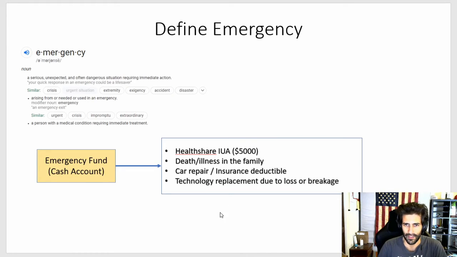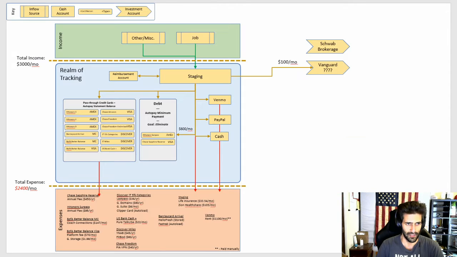Oh, I lost my phone and I need to get a new one. So that's all I can think of for now, really. So the first thing that we're going to do is take this emergency fund and literally plop it down here. Now, I don't want to see this money every day. The emergency fund is something that I want to know is there. I know that I have it, but I don't see it every day.